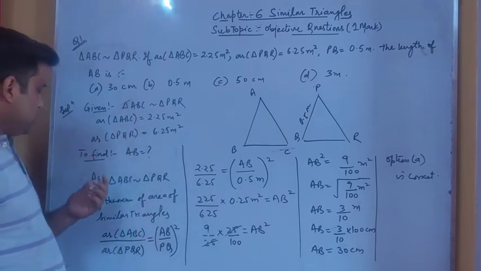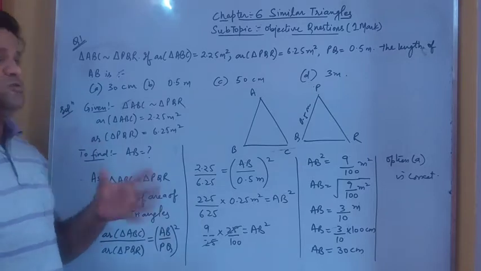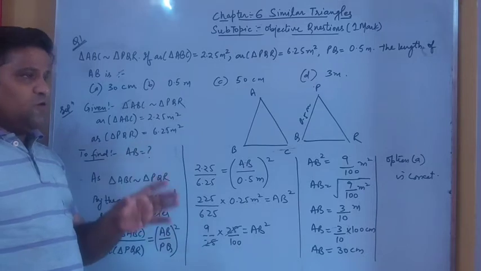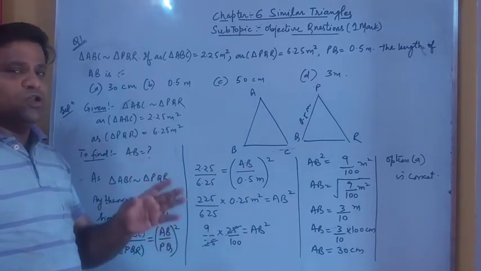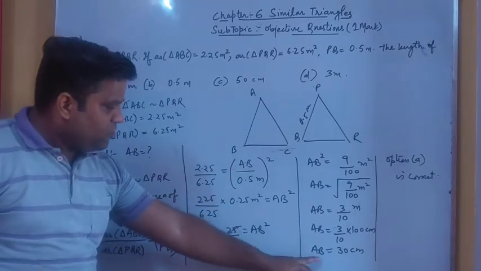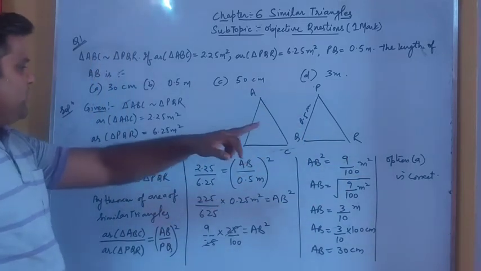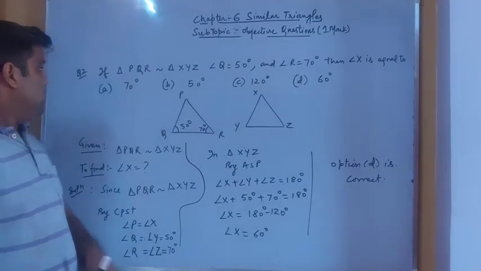Now let us come to the solution. As triangle ABC is similar to triangle PQR, by using the theorem of areas of similar triangles, we know that the ratio of the areas of two similar triangles is equal to the ratio of the squares of any two corresponding sides. So we write all these. On putting the values, we get the value of AB equal to 30 centimeters after solving. So we can see that option A is correct.